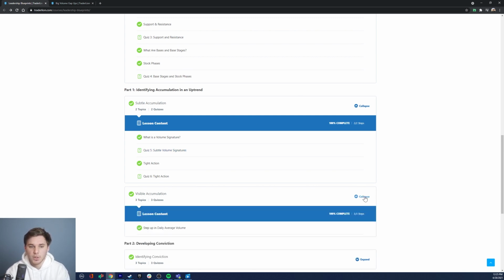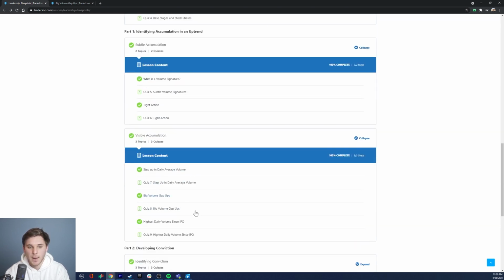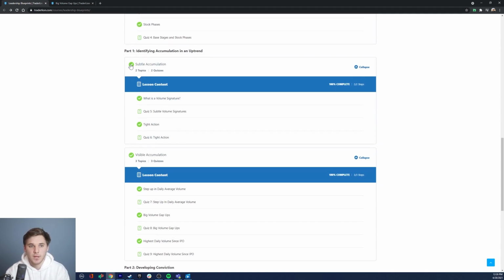Then we talk about visible accumulation, which is step ups in daily average volume, big volume gap ups, and highest daily volume since the IPO. Once again, we include a ton of different examples and graphics to explain exactly what we like to look for and to identify those particular leadership blueprints. Once we've done part 1, we've identified accumulation in an uptrend. We've identified those potential true market leaders in model book stocks.